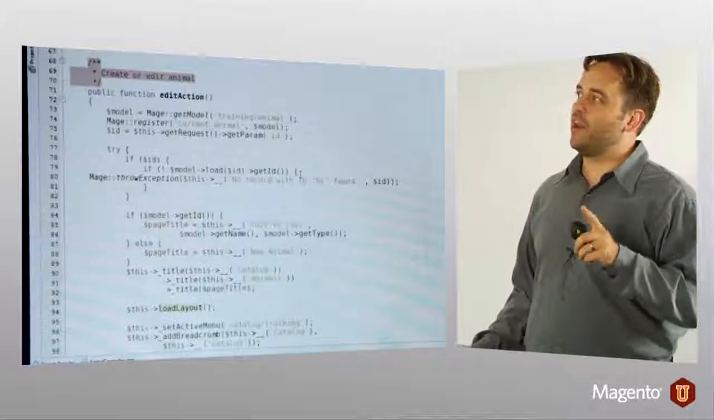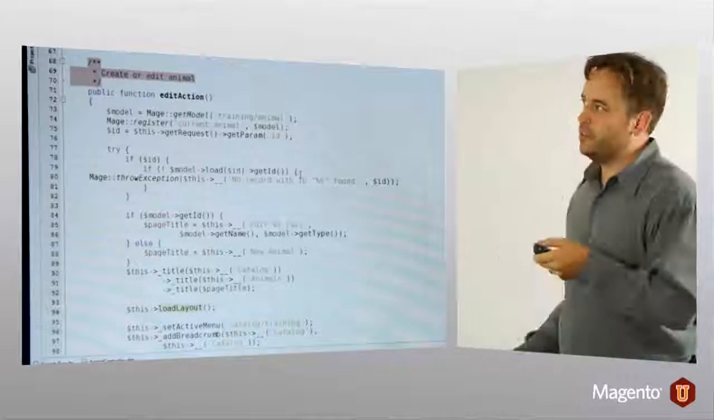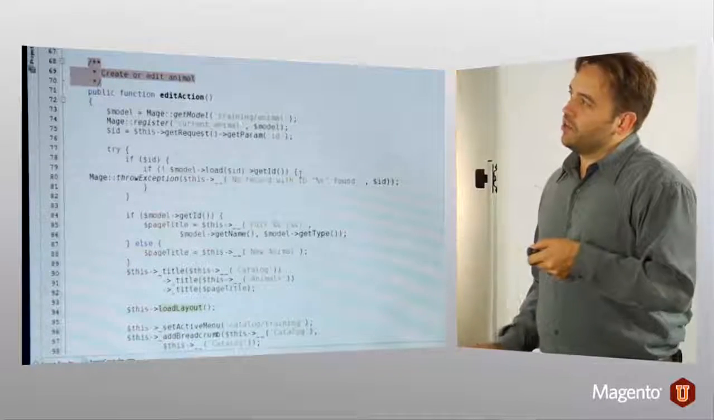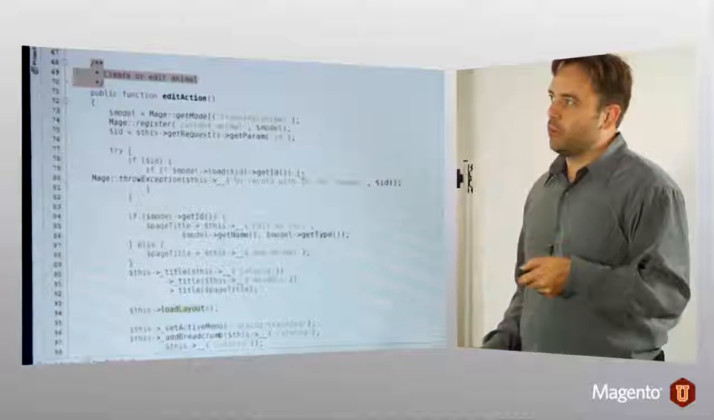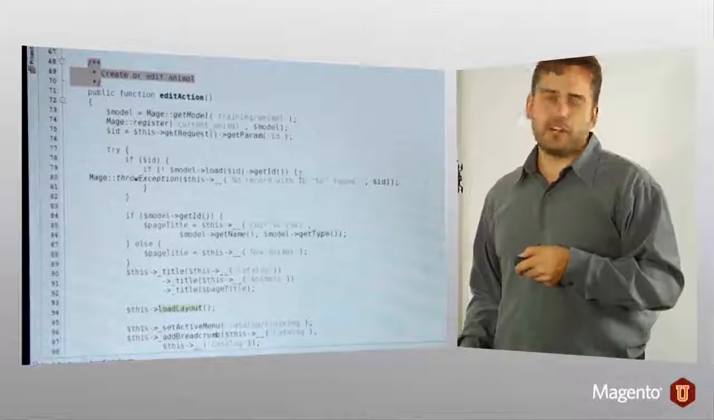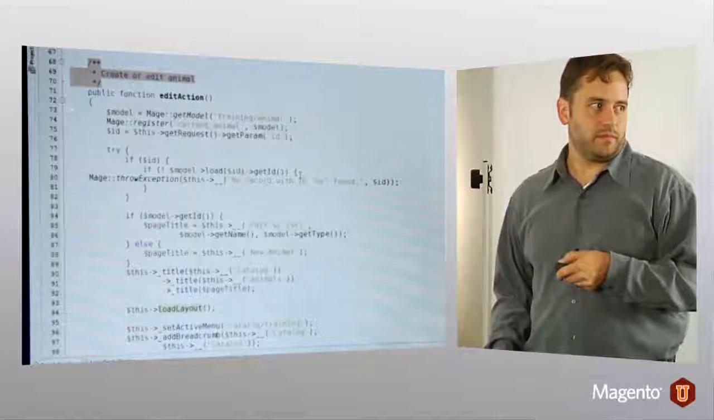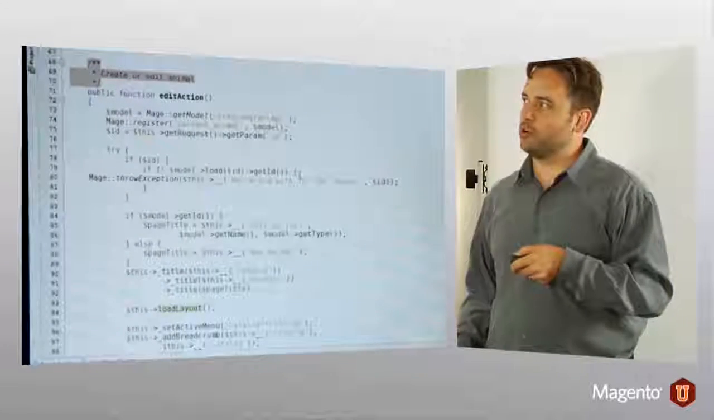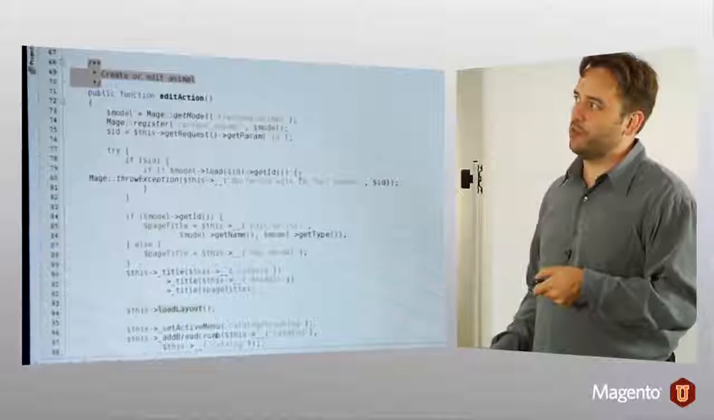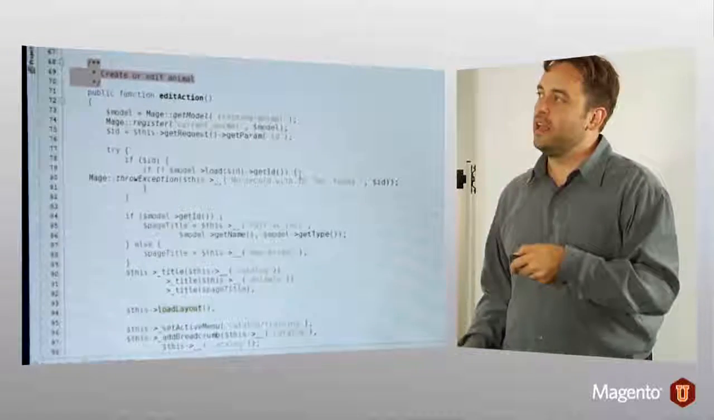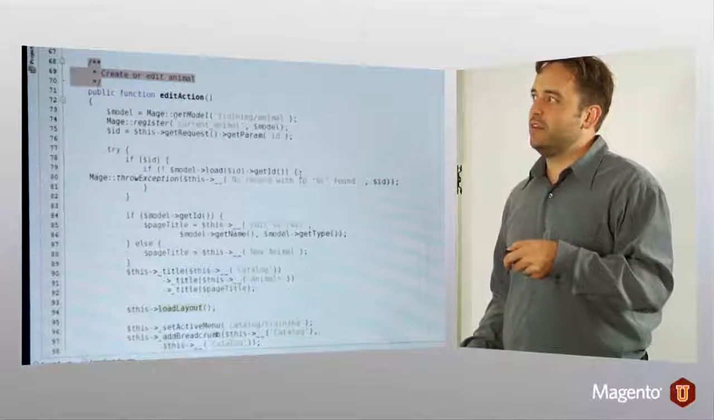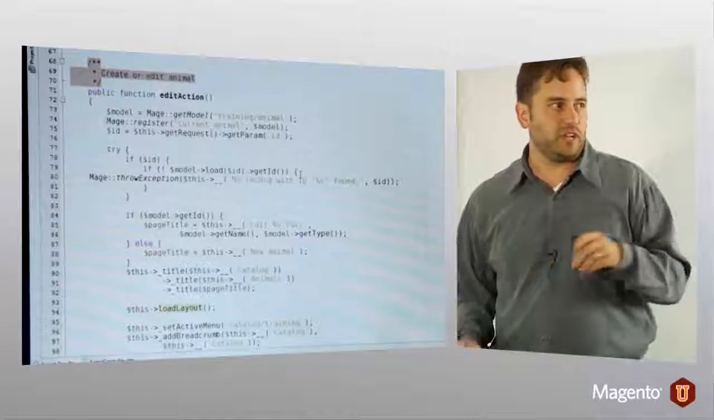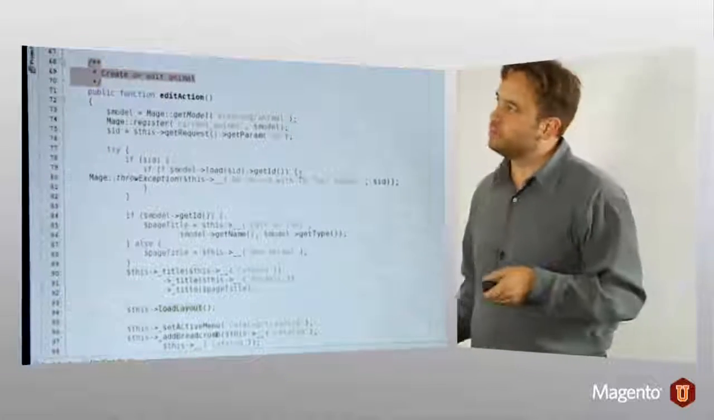So what's going on in our edit action? This is obviously a little more complicated. We get an instance of our training animal model, and we register this in the registry. Now we would be able to refer to the current animal simply by calling Mage registry current animal, and that would get an instance of our object. You can see here that we haven't loaded anything. We just have an empty instance of our model.